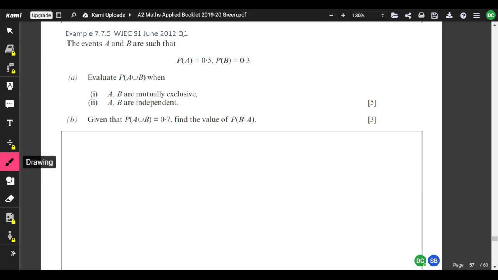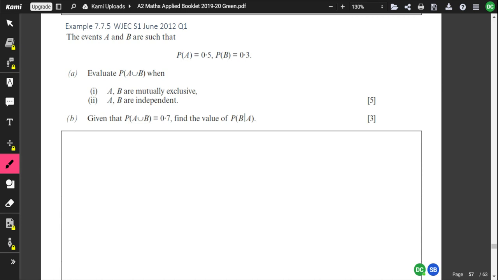Let's first of all consider what it means if A and B are mutually exclusive. You need to know the words mutually exclusive mean they cannot happen at the same time. Turning this into a probability, this means the probability of A intersect B, so both things happening at the same time, is 0. It cannot happen.